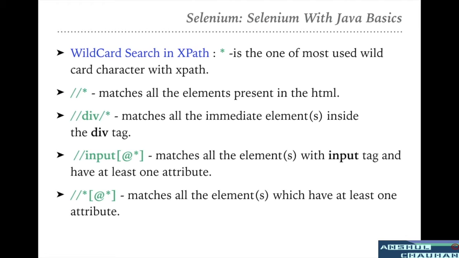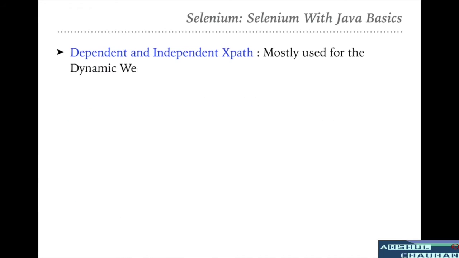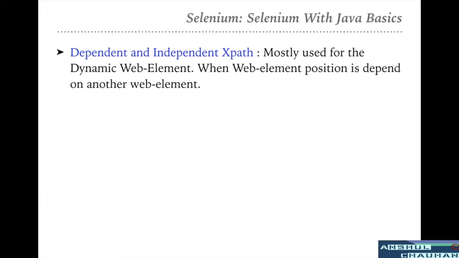We have discussed this kind of XPath as well, which means match all the elements which have at least one attribute, and it doesn't matter what the HTML tag associated with that particular element is, right? Now let's talk about the dependent and independent XPath. So what is dependent and independent XPath?